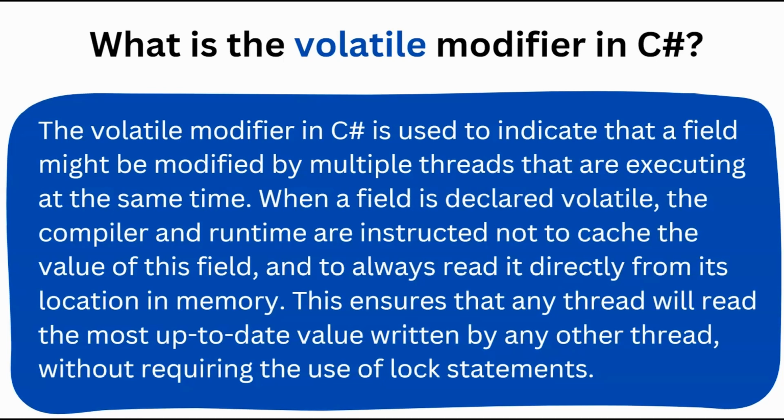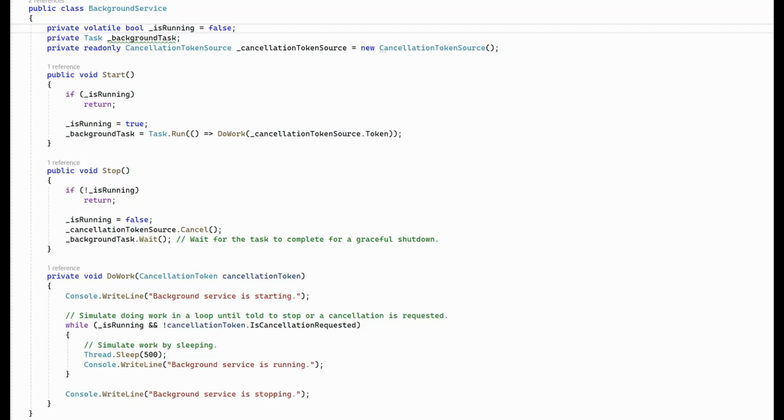So let's get to some code examples that demonstrate the use of the volatile modifier in C#. Let's take a look at my first code example. I have created a class which is called background service with several methods: start, stop, and do work. The do work method is the one that simulates doing work in a loop until this work is actually cancelled. And as you can see, we are going to use a flag, a boolean, which is called isRunning, and we use the volatile modifier. The idea is to use the isRunning boolean together with our cancellation token source to exit the do work method gracefully.